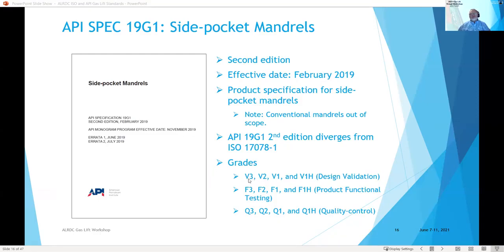The design validation grades offered in this new document are V3, which is the lowest level of design validation, V2, V1, and V1H. V1H is a newly added design validation level, and it enhances the design validation requirements for gas lift mandrels. Similarly, the functional testing requirements F3, F2, and F1 remain consistent with what's gone before, but F1H has been added, which has additional product functional testing requirements. Similarly, the quality control requirements have been updated with Q1H for high pressure applications.